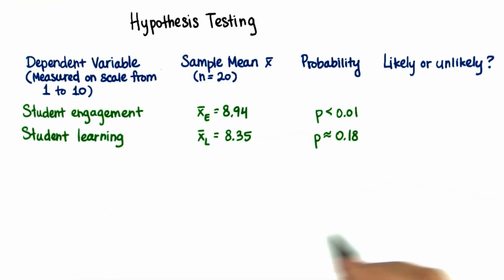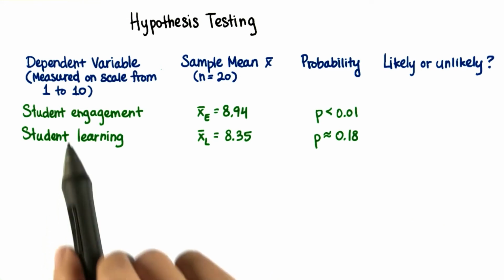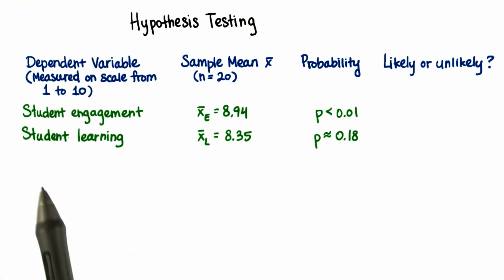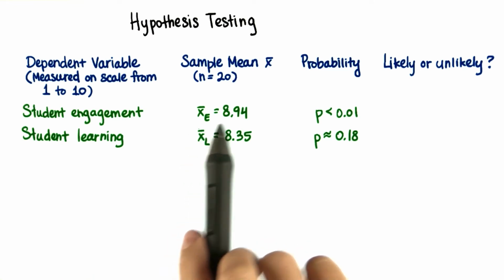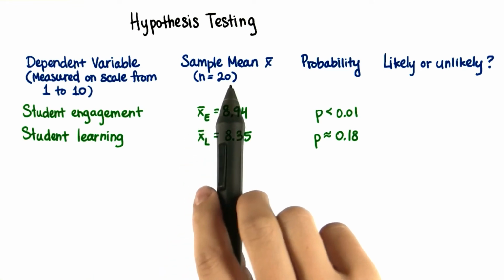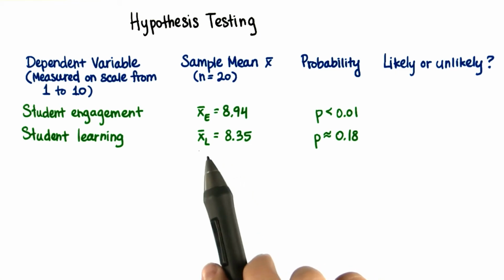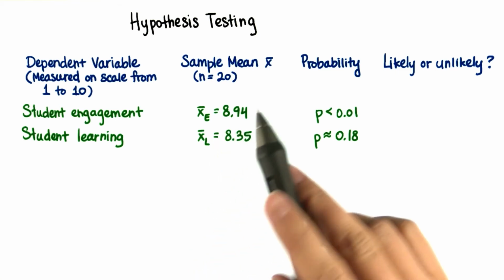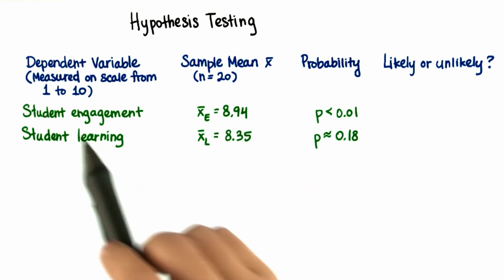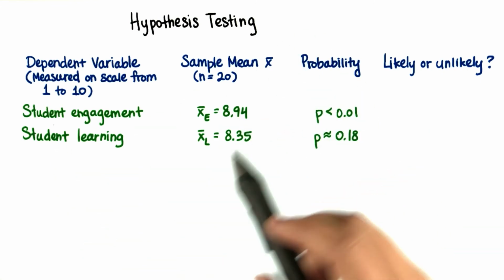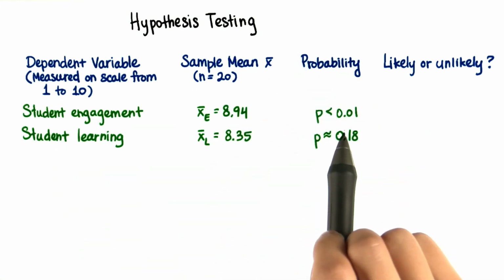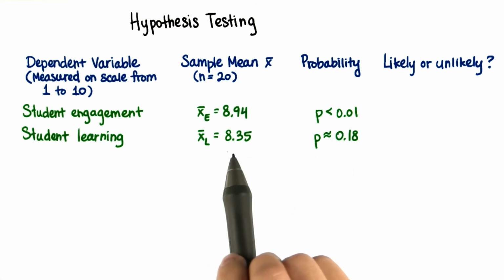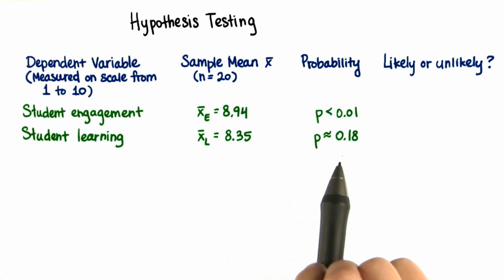So here's a way to sum up our findings. Here are the dependent variables, student engagement and student learning, and we found that when we tested this musical lesson on 20 students, we got these means for engagement and learning when students reported these measures on a scale from 1 to 10. And the probability of getting this mean was less than 0.01 or 1%. The probability of getting this mean was about 18%.